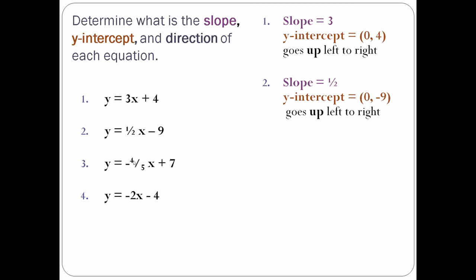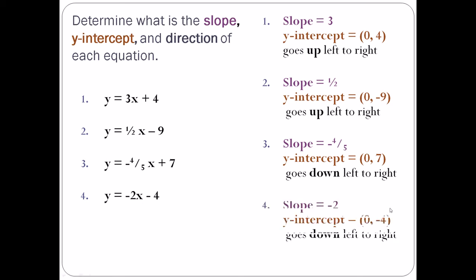Number 3, y equals negative 4/5 x plus 7. What's your slope? Negative 4/5. Y-intercept is 0, 7, and it's going down. Why is it going down? Because the slope is negative. It's going down 4, right 5, down 4, right 5. And our last one, number 4, y equals negative 2x minus 4. Your slope is negative 2. Your y-intercept is 0, negative 4, and it's also going down because your slope is negative.